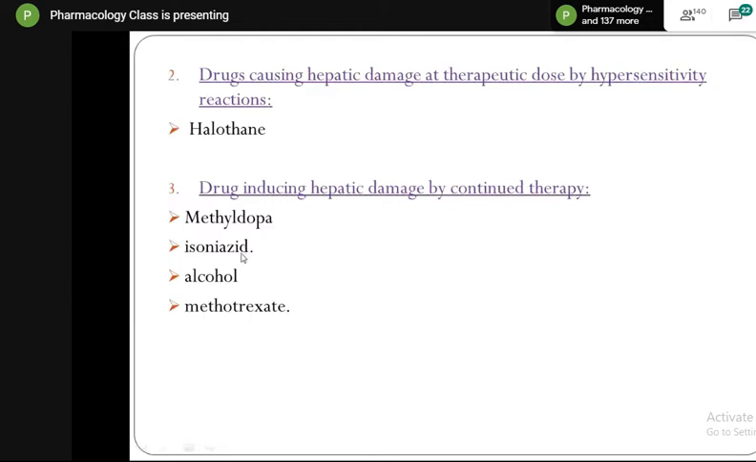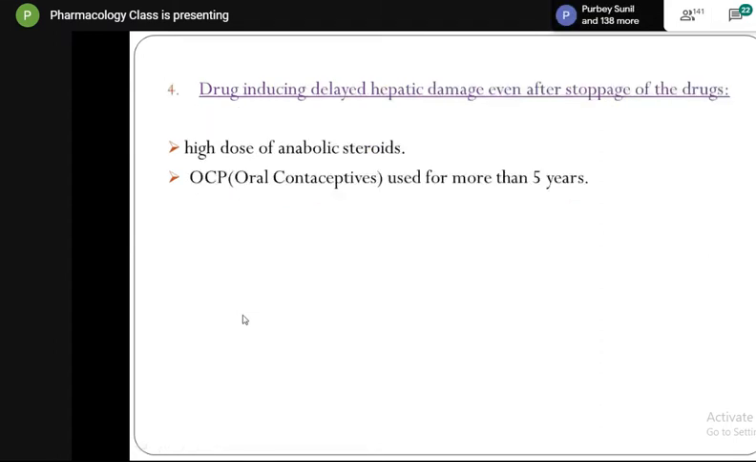Okay, so alcohol, these are kind of your rubificient and also these are CNS depressants. Okay, next is your methotrexate. So these are your immunosuppressant drugs. Some can cause delayed type of hepatic damage even after the stoppage of the drugs.